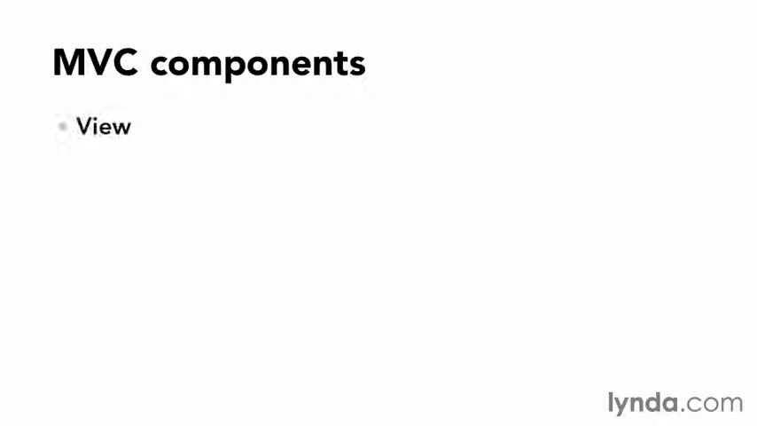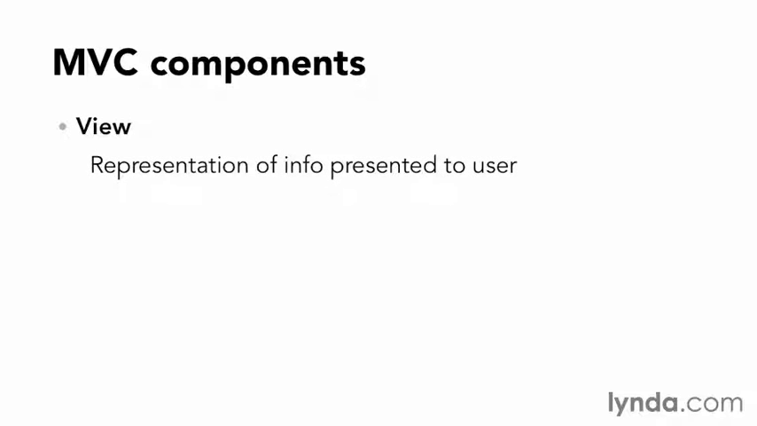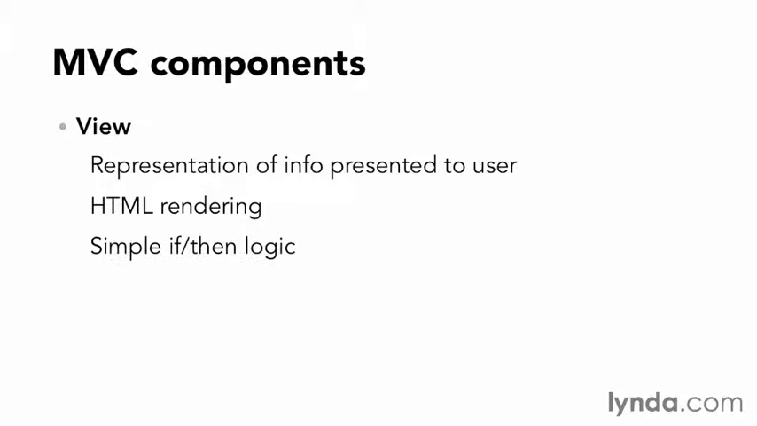Next is the view, which is a representation of the information that's presented to the user. The view is where all HTML rendering takes place. The most program logic that's in a view is a really simple if-then, like if something exists, then display it.